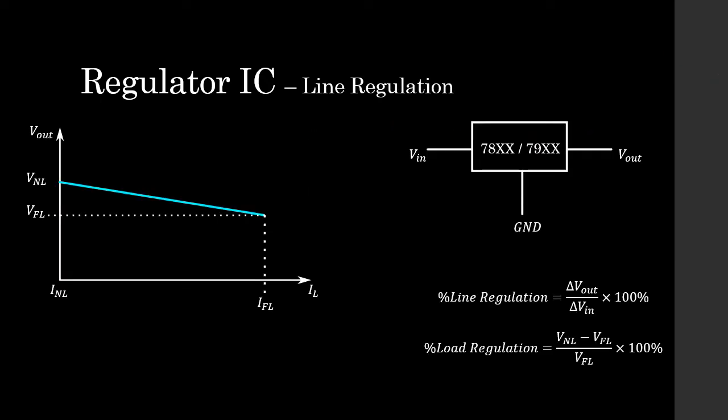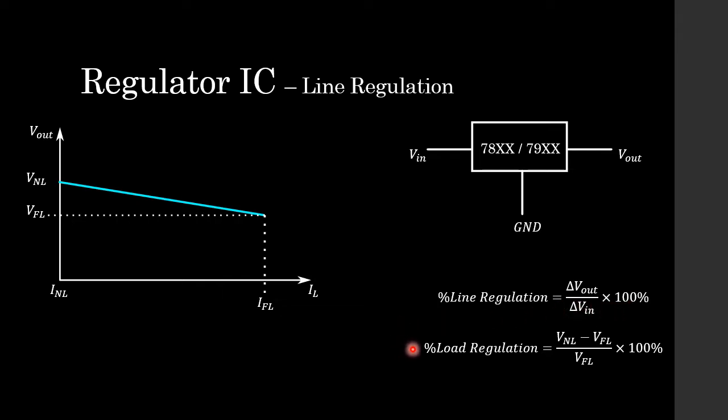Now, on top of our line fluctuations, it's also important for us to consider the percentage line regulation and the percentage load regulation of our DC power supply. Now, students, the percentage line regulation is simply defined as the ability of a DC power supply to maintain a constant output voltage as well as a constant output current to supply the load despite any changes to the input voltage. And we can calculate that by simply saying the change in the output voltage divided by the change in the input voltage multiplied by 100%.